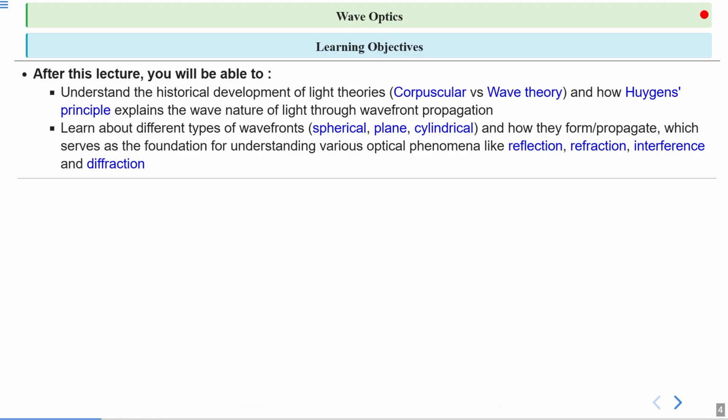Moving on to the second objective, you will learn the different types of wavefronts: spherical, plane, and cylindrical. Understanding how these wavefronts form and propagate is essential for grasping various optical phenomena such as reflection, refraction, interference, and diffraction.